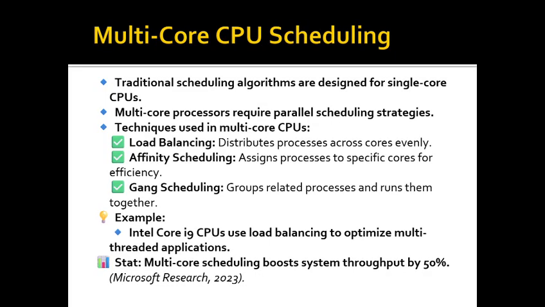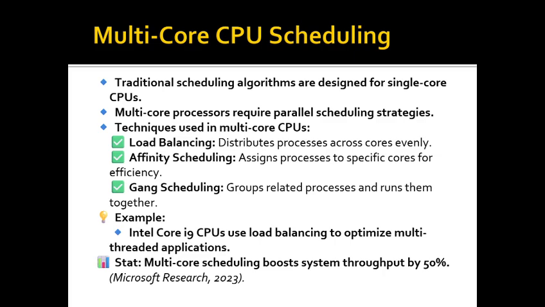Multi-core CPU scheduling. Traditional scheduling was designed for single-core CPUs. Multi-core processors require parallel scheduling strategies. There are three major techniques: load balancing, affinity scheduling, and gang scheduling. Load balancing distributes processes across the cores evenly. Affinity scheduling assigns a process to a specific core for efficiency. Gang scheduling, where a gang is a group, groups related processes and runs them together.